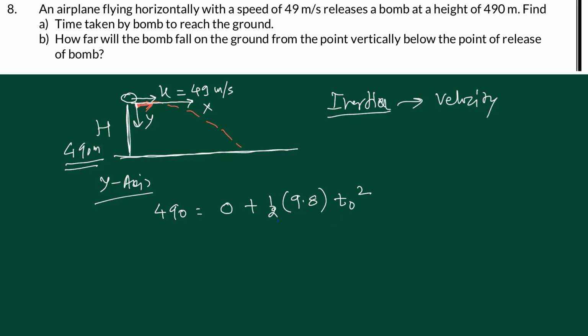And as far as the second part is concerned, how far will the bomb fall? It falls here from this position. This is x naught. Which motion will you consider? Along the x-axis. So x naught will be equal to ux into the time taken, t naught. Ux is 49. In the previous part we have calculated t naught. Substituting the value of t naught, you can find out how much is x naught.